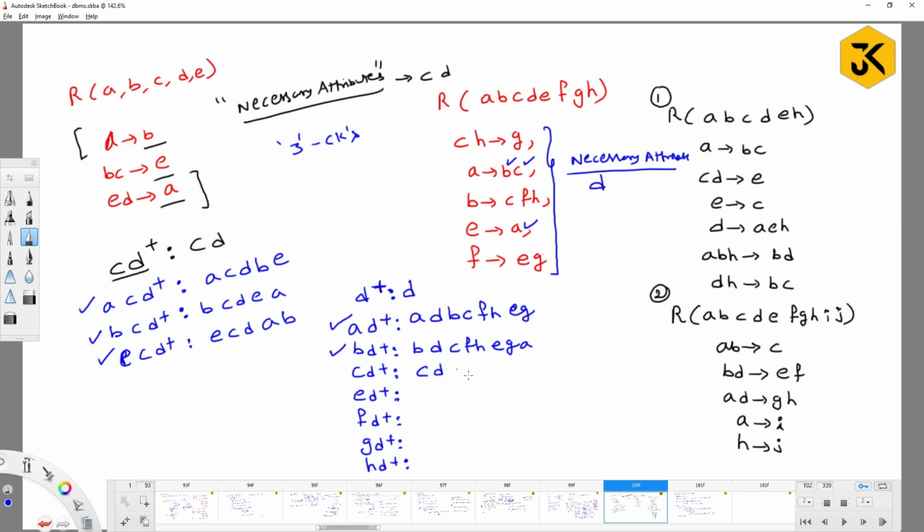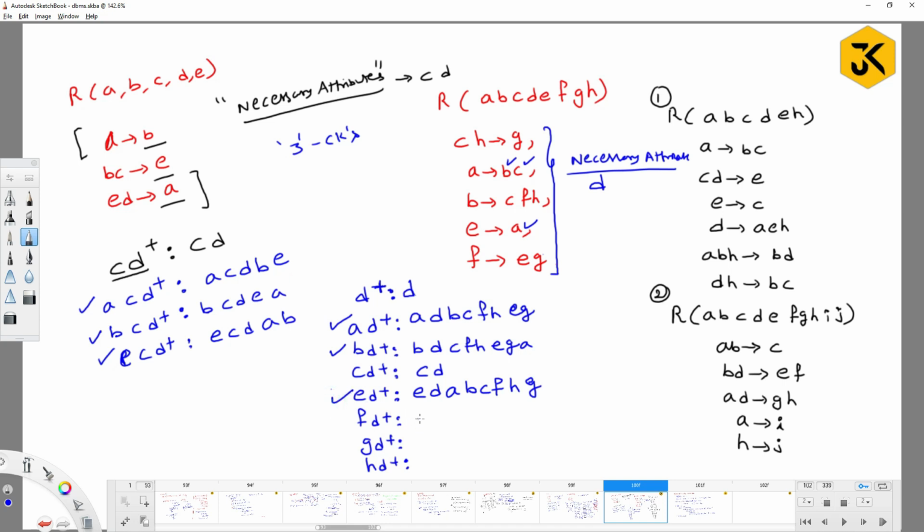What about CD closure? CD. Any other possibility? No. So CD is not a candidate key. Now try to find the ED closure. ED. From E I can get A. From A I can get BC. From B you can get F, H. I hope you got all the things. From F you have to add G, E is already there. So ED is also possible.